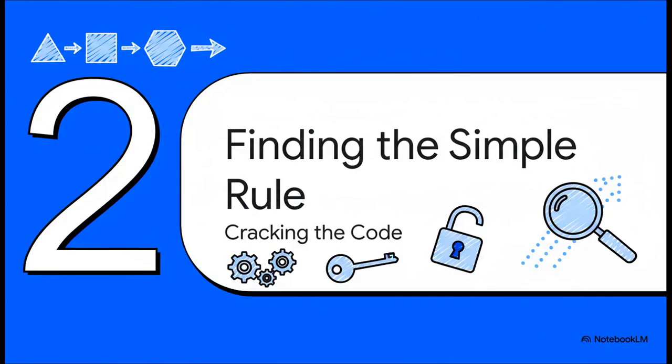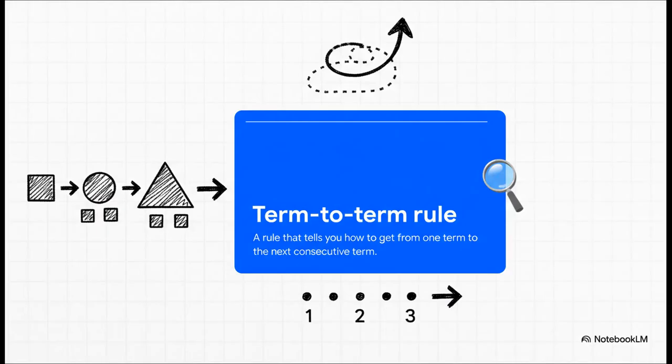All right, we've got our numbers lined up. Now the fun part begins. Hunting for the rule. This is our first big clue to cracking this whole thing and being able to predict any term we want. So the first most obvious rule we can find is something called the term-to-term rule. And it's exactly what it sounds like, a rule that tells you how to get from one number or term to the very next one. Just a simple step-by-step instruction.